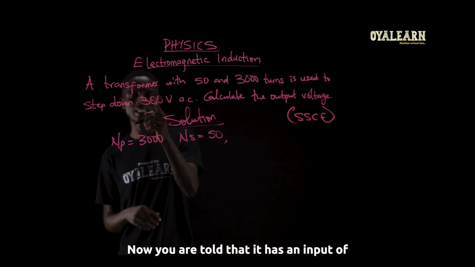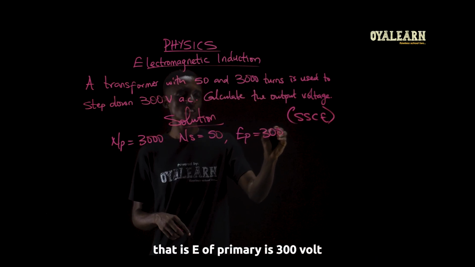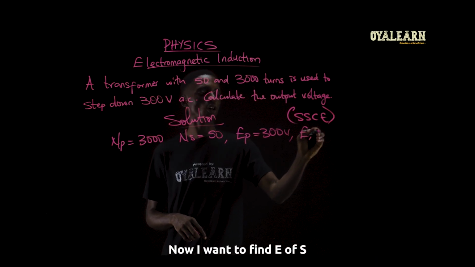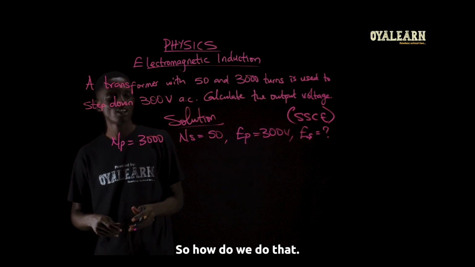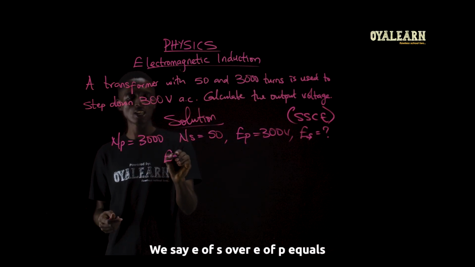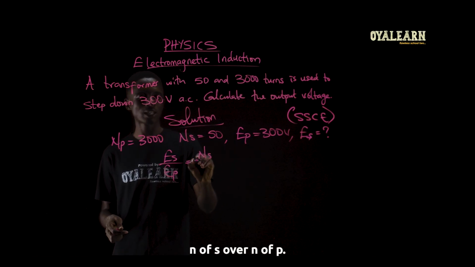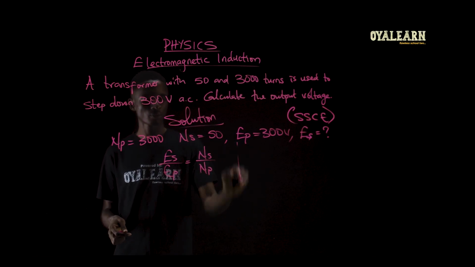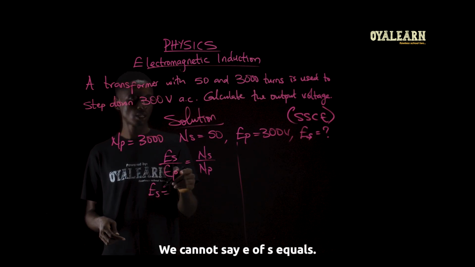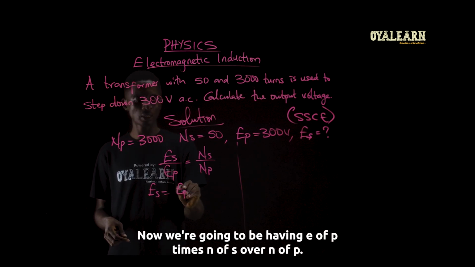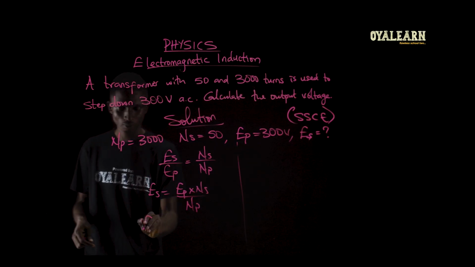Now you are told that it has an input, that is E of P, the primary voltage, of 300 volts. Now we want to find E of S, the output voltage. So how do we do that? We say E of S over E of P equals N of S over N of P. Now let's apply this. We can now say E of S equals E of P times N of S over N of P.